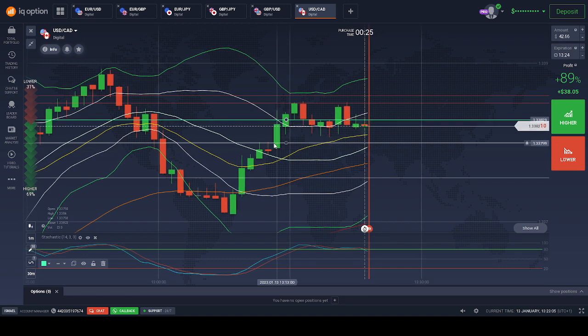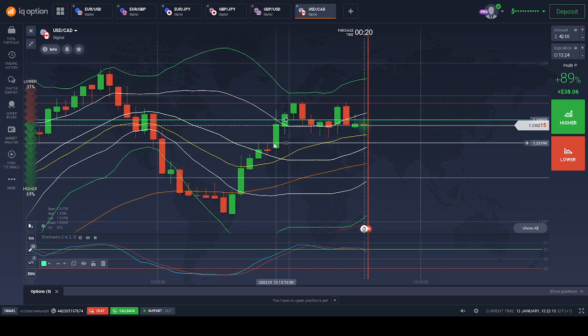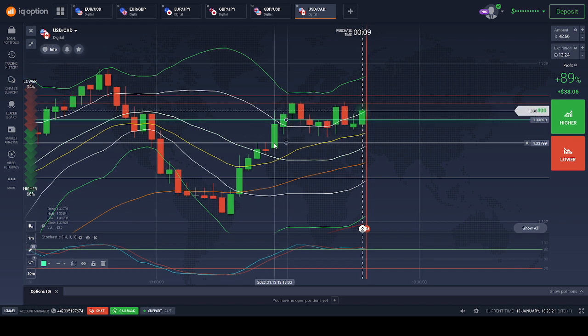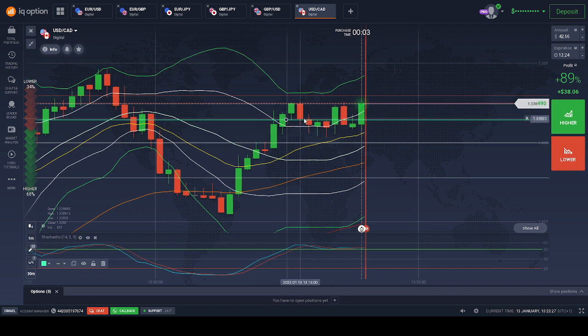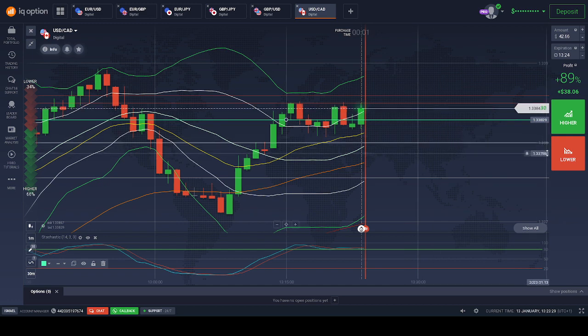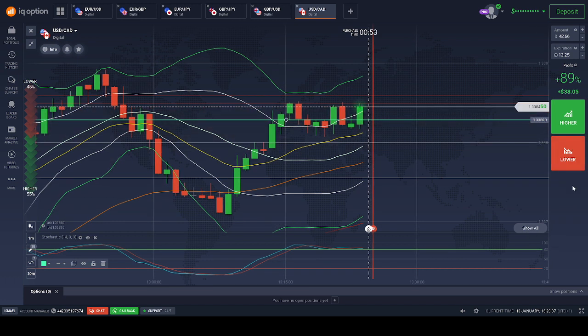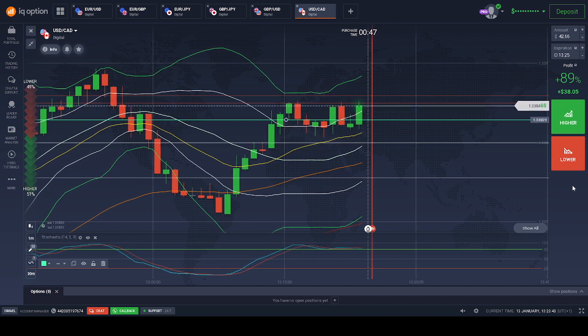So what do you think? It's a double top or not? I think it was still a double top. I did not do it. I tried to do it, but it was not a very good decision also.